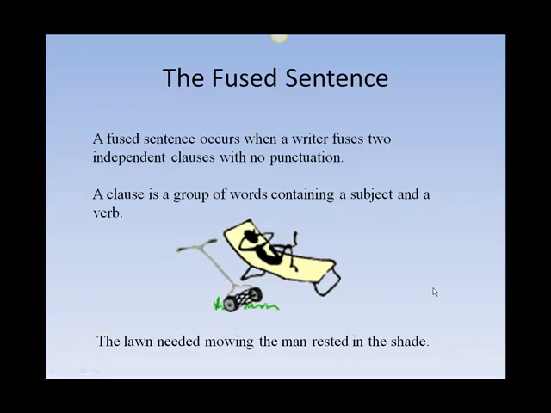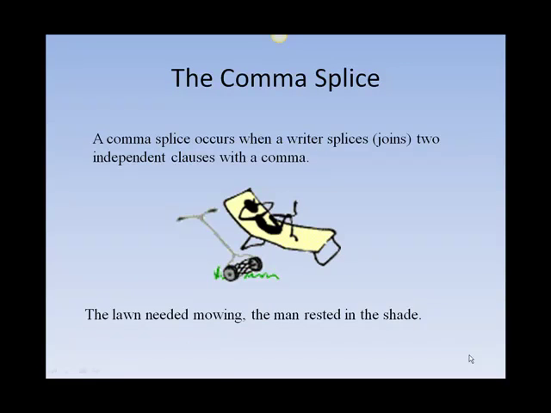We need to join independent clauses correctly. We can join them through a semicolon. We can join them through a comma and a coordinating conjunction. We can subordinate one of the clauses to the other. We can put a period and start a new sentence with the second independent clause.